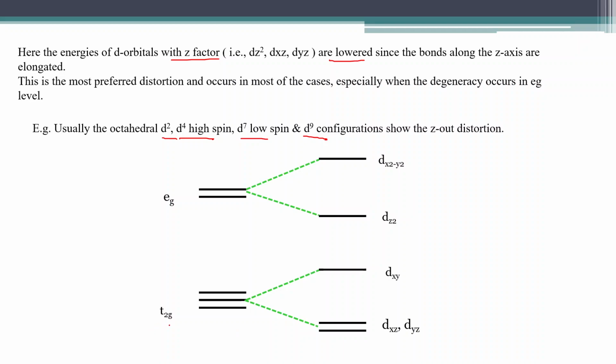In the distortion, there is a splitting of orbitals taking place. The T2G orbitals are split into DXZ and DYZ having the same energy, then DXY, and the EG orbitals into DZ square and then DX square minus Y square. So remember the splitting in Z out distortion: XZ and YZ having the same energy, then dxy, then dz square, and dx square minus y square.